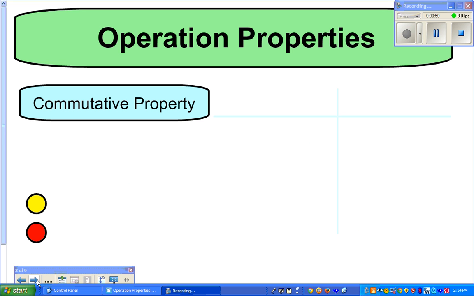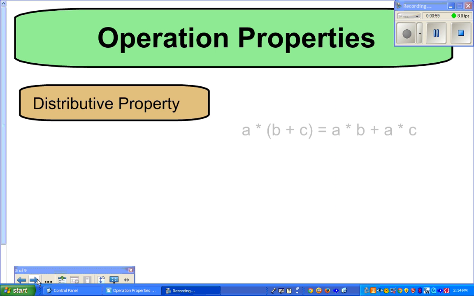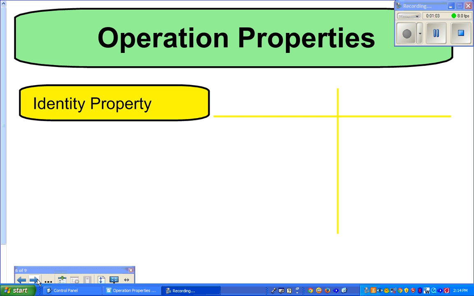Our first video involved the commutative property. Our second operation property involved the associative property. Our third video involved the distributive property. Today's video is the identity property.